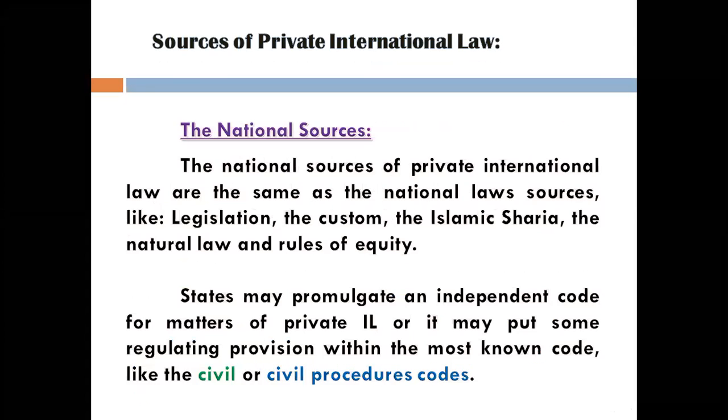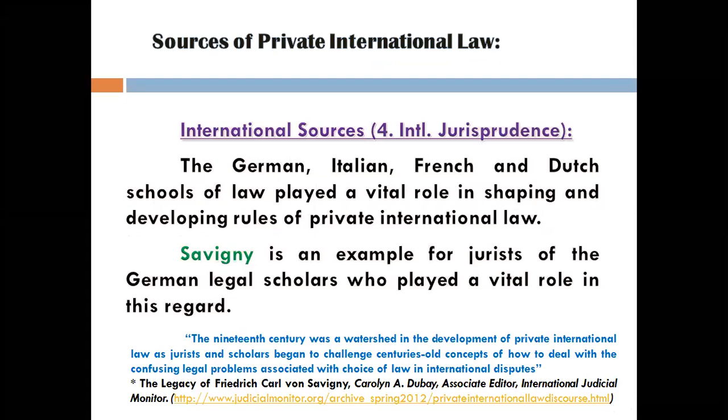International jurisprudence as source of private international law. The German, the Italian, the French, and the Dutch schools of law played a vital role in shaping and developing rules of private international law. تحديدا the Dutch school، المدرسة الهولندية جماعة لعبت دور كبير في تطوير قواعد القانون الدولي الخاص. كانوا كثير الفقهاء مهتمين بهذا المجال.